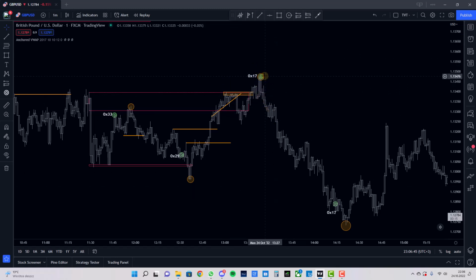For me, the great sign is leaving the imbalance on top, the bullish imbalance. So what is here, break of structure?